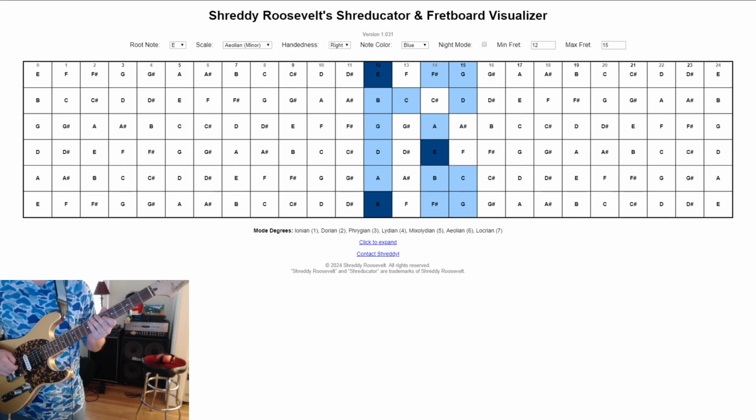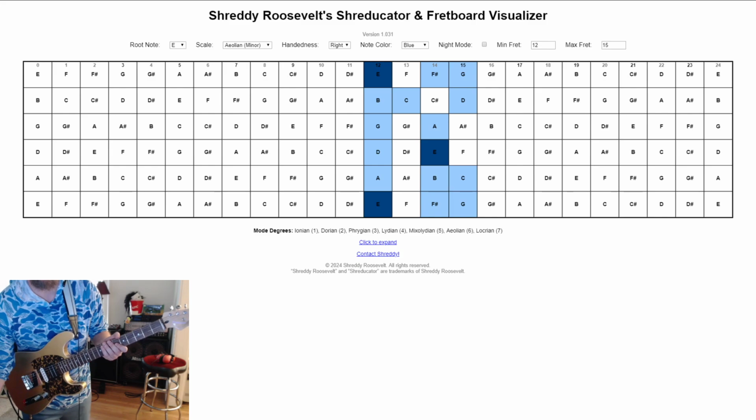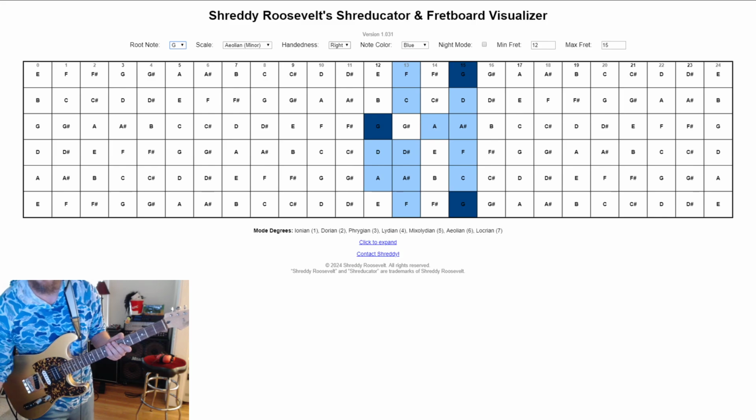So another thing that I think would be fun to get into in this video about how to use a fretboard visualizer, and I'm going to go ahead and just change this back to a G major.